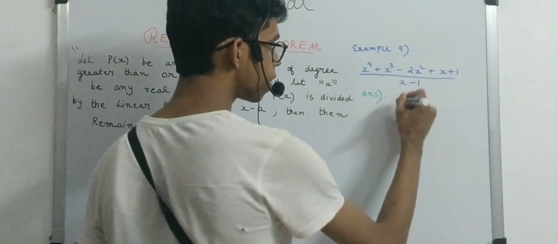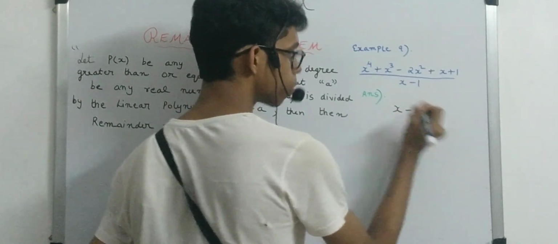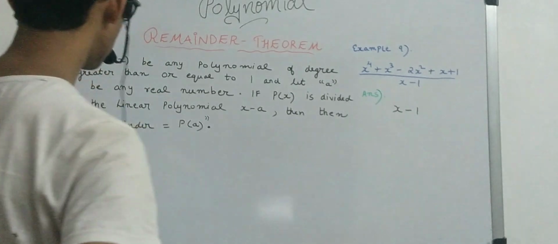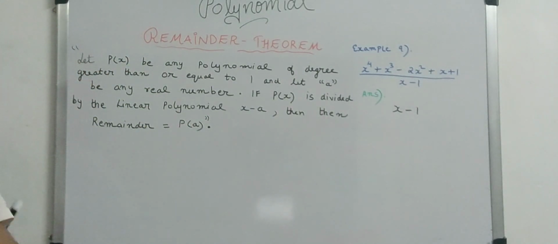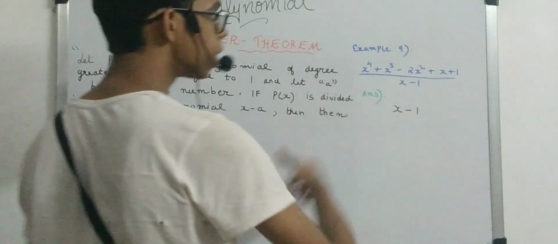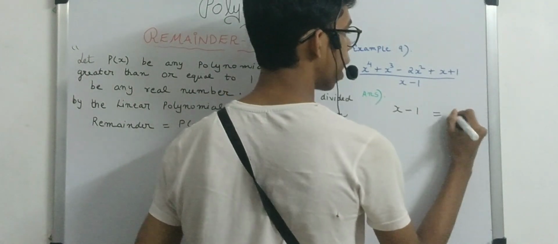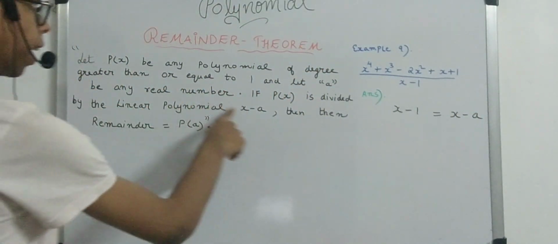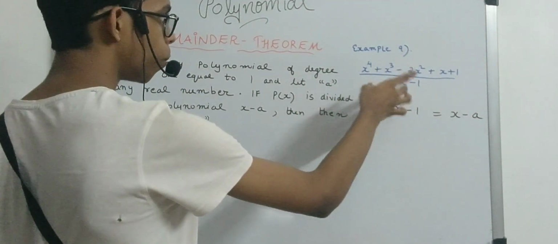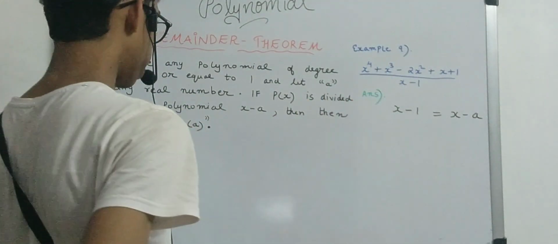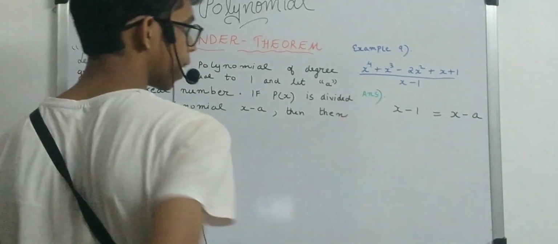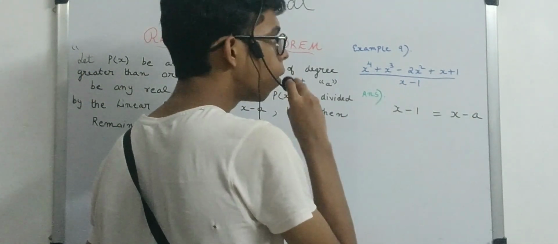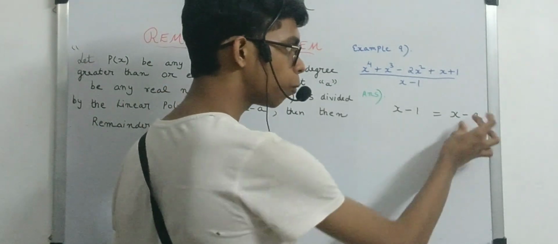Here our divisor is what? x minus 1, isn't it? Our divisor is x minus 1. Now in a remainder theorem they are telling us to consider this divisor as x minus a. If p of x is divided by the linear polynomial x minus a, this is the polynomial and we are dividing it with x minus a. So when we divide it with x minus a, we will be getting x minus a is equal to x minus 1. Now from here we can find the value of a, right?